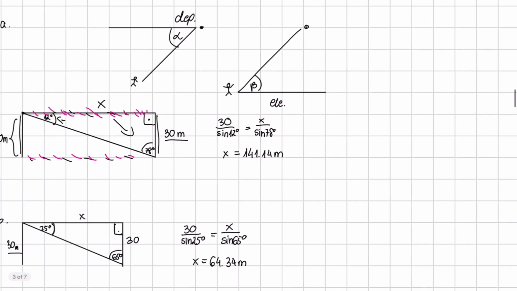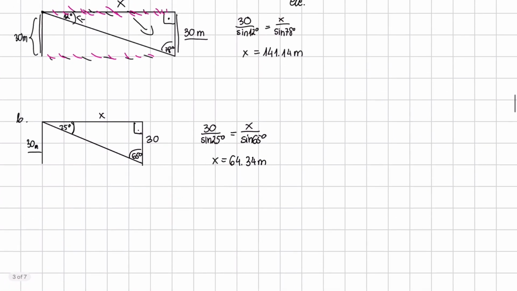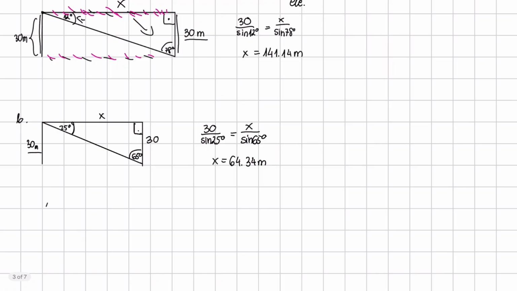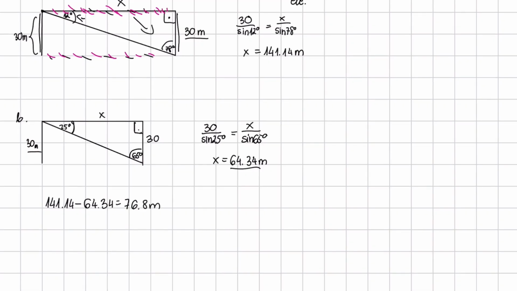So all we need to do is just subtract from 141.14 our answer, 64.34. The final answer is 76.8 meters.